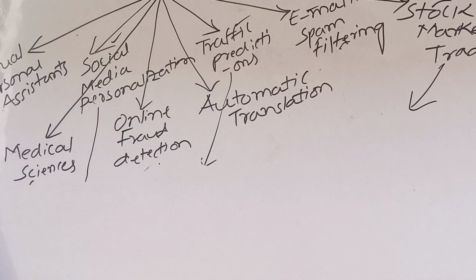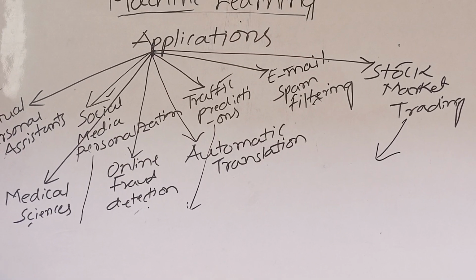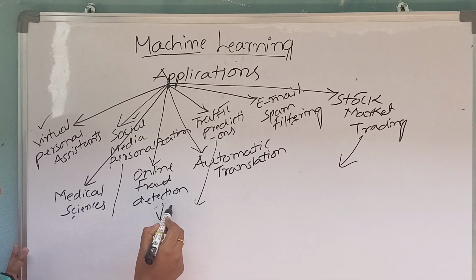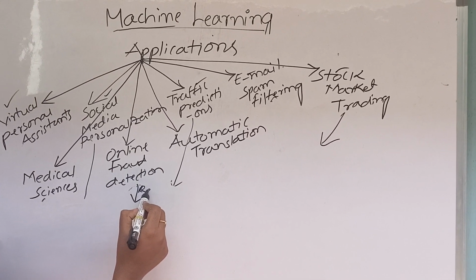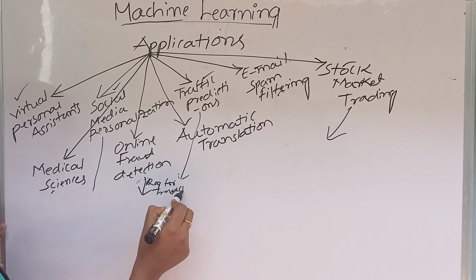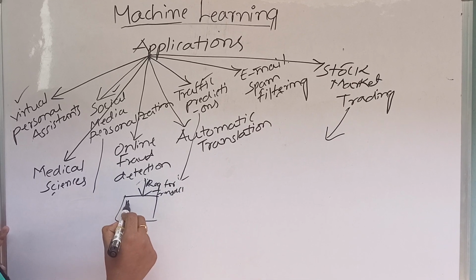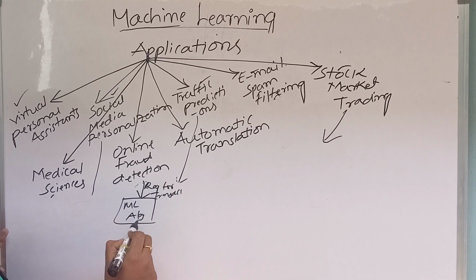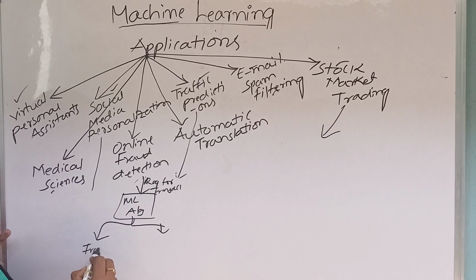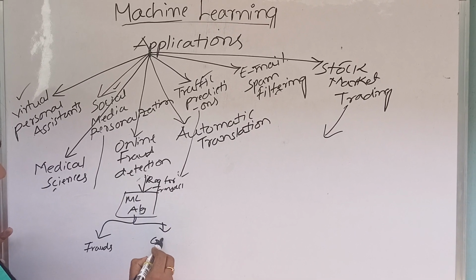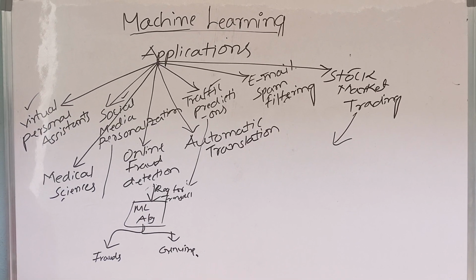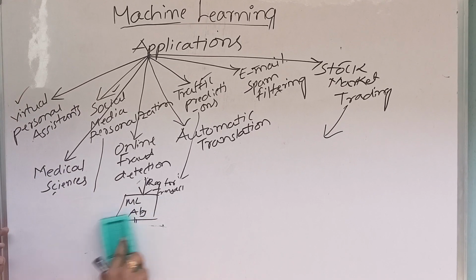Online fraud detection. By using machine learning algorithms, whenever a request for a transaction is obtained, it is given to the machine learning algorithm, and this algorithm classifies the fraud and genuine transactions. By this, we can easily avoid the fraud transactions.